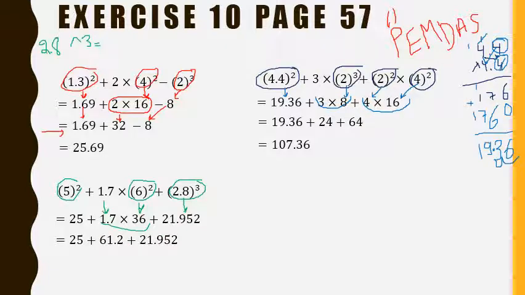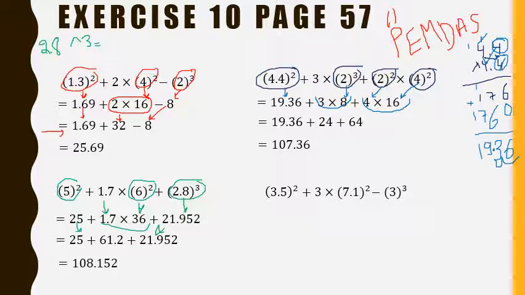I drop down 25. The answer of multiplying 1.7 by 36 is 61.2. And I have also to drop the last number. They are all numbers added to each other, so the result is 108.152. Please keep in your mind, while adding decimal numbers, I have to place the points under each other, okay?